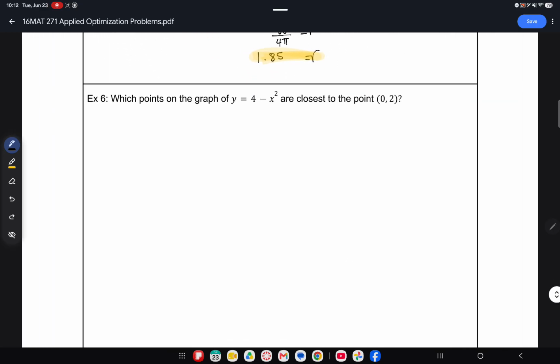Which points on the graph of y equals 4 minus x squared are closest to the point 0, 2? If I just look visually what this looks like, it's a downward facing parabola that's shifted up 4. It's going to look, let's see, our zeros are going to be at 2 and negative 2. And we want what points on the graph are closest to 0, 2. Okay, so we want to minimize a distance.